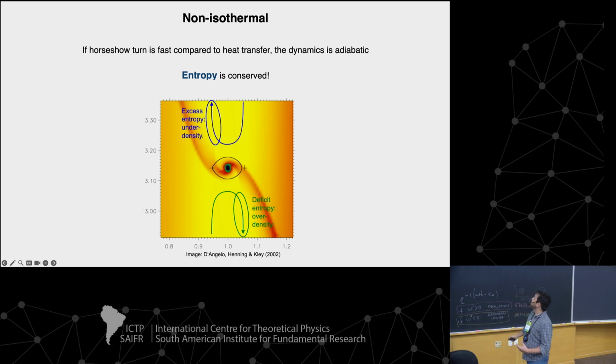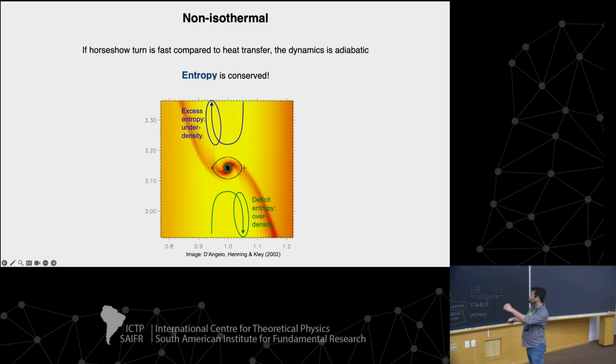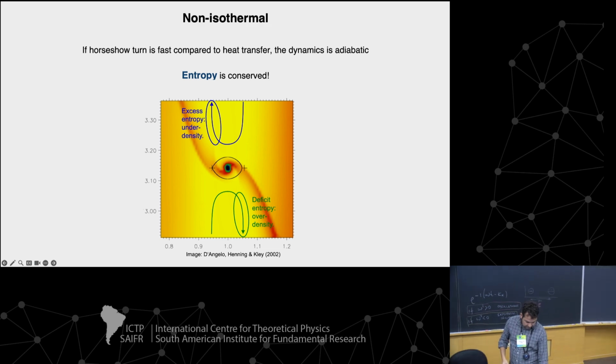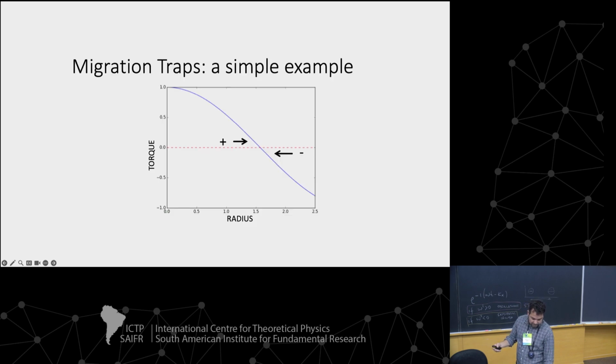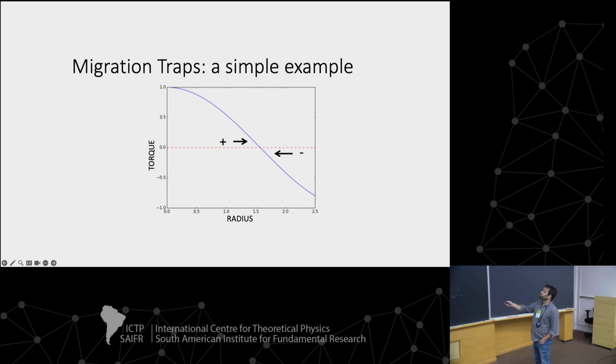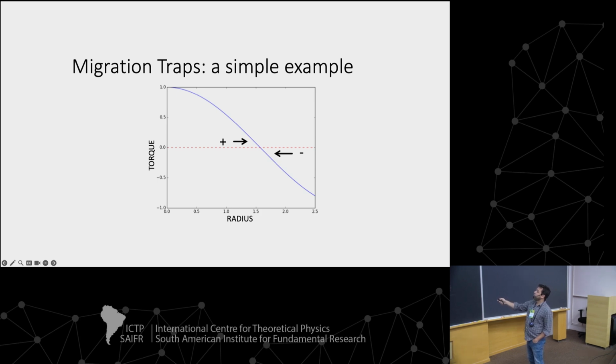And in this case, right, if it becomes over dense here and then under dense there, you flip what we had before, and now the inner torque wins, and you have then that the planet can migrate outwards. So that leads to the emergence of the possibility of migration traps, that if you have a positive torque inside of a given region, then the planet will migrate outwards.